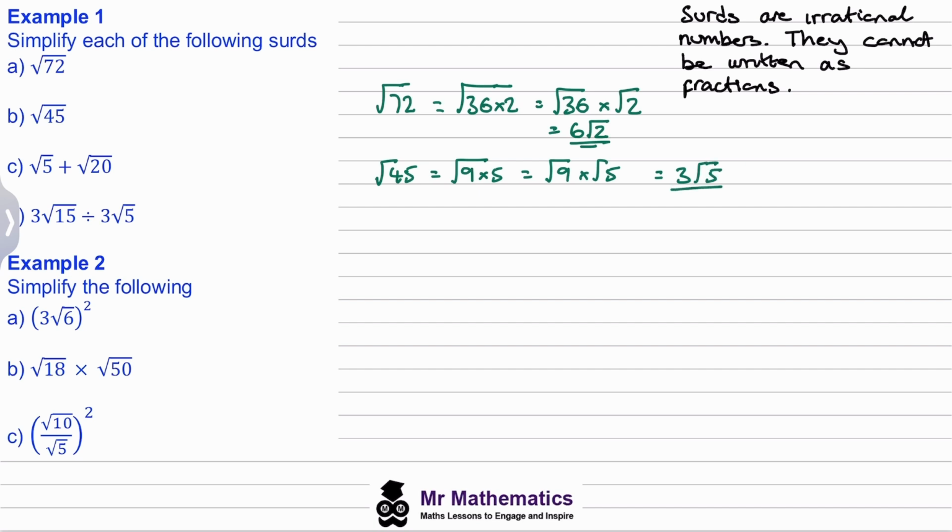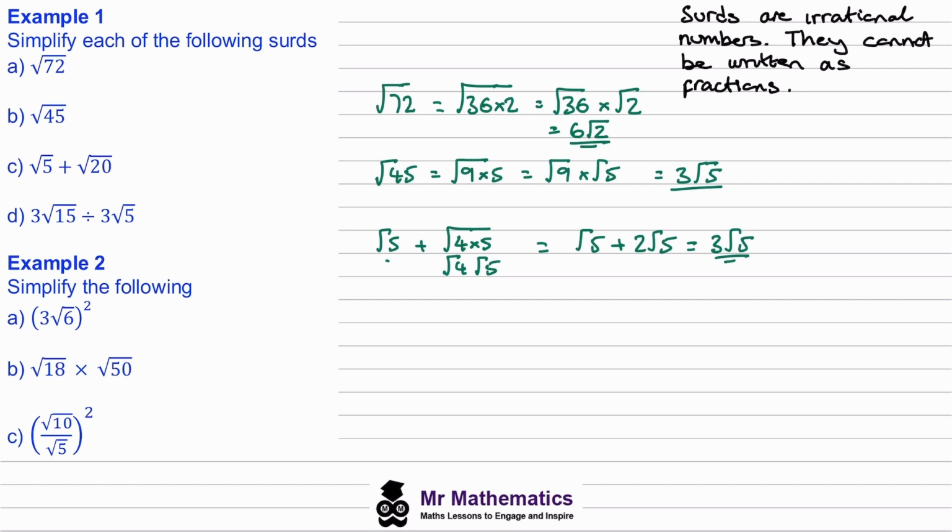Okay? If we look at question C, we've got the square root of 5, which we can't simplify, plus the square root of 20. But 4 is a factor of 20 and a square number, so we can write it as root 4 times 5. And then we can split this up as root 4 multiplied by root 5. And we know the square root of 4 is 2. So now we get root 5 plus 2 root 5. We've got 1 root 5 here, plus 2 more. So in total, we've got 3 root 5.